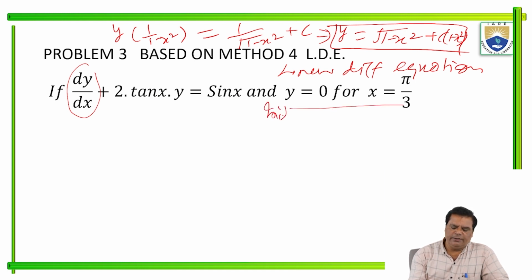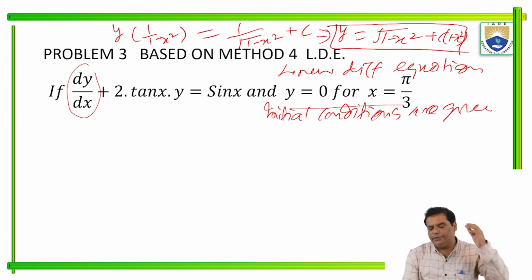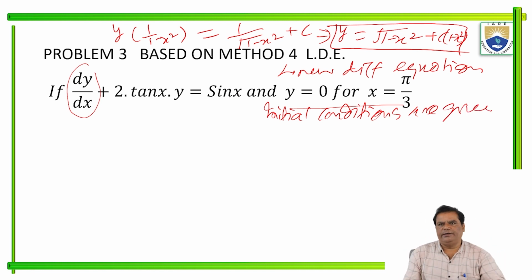Initial conditions are given in this question. So this question is very important. If initial conditions are given in the question, then we put these initial conditions in our solution and get the value of the constant. Putting the value of the constant back, we get the solution that is known as the particular solution.